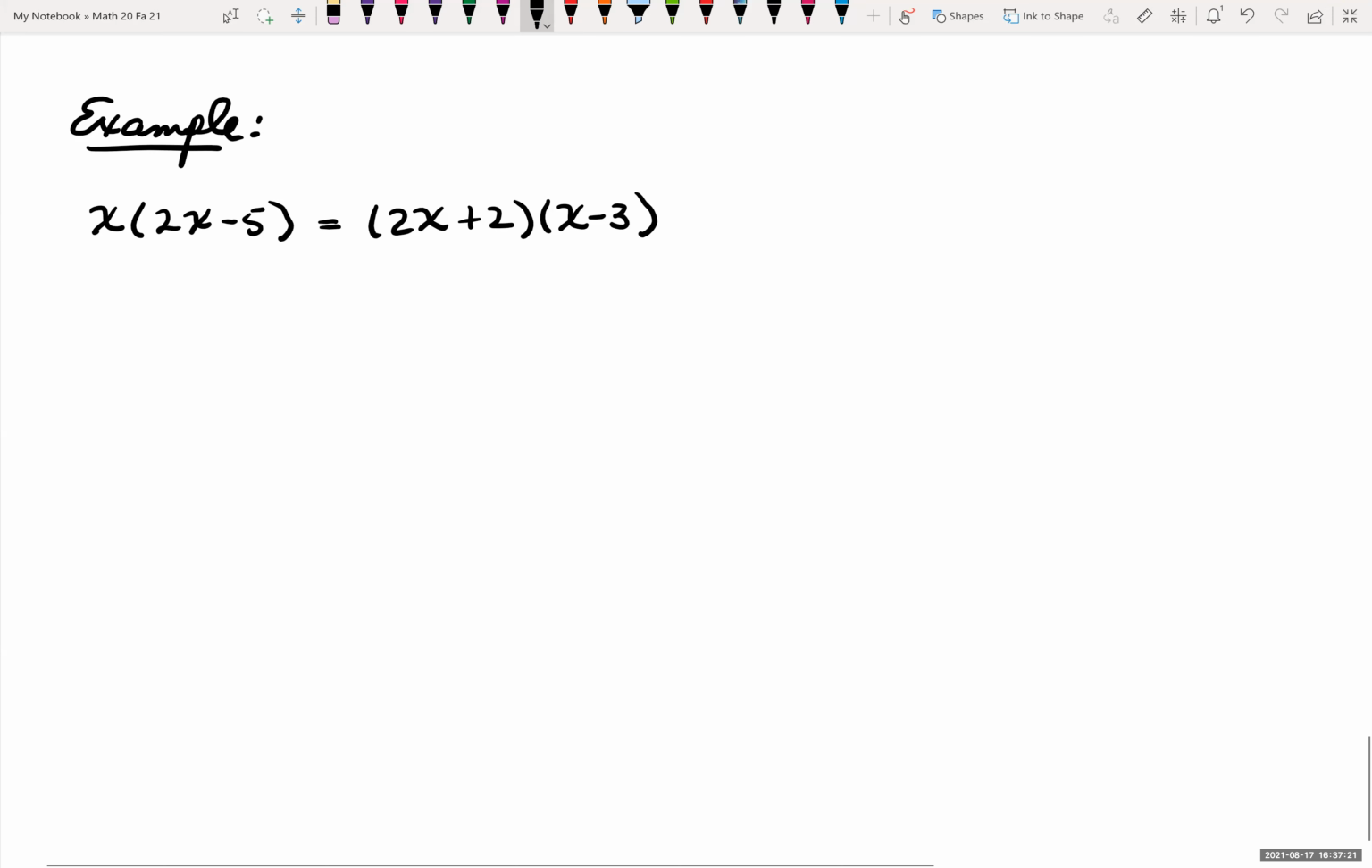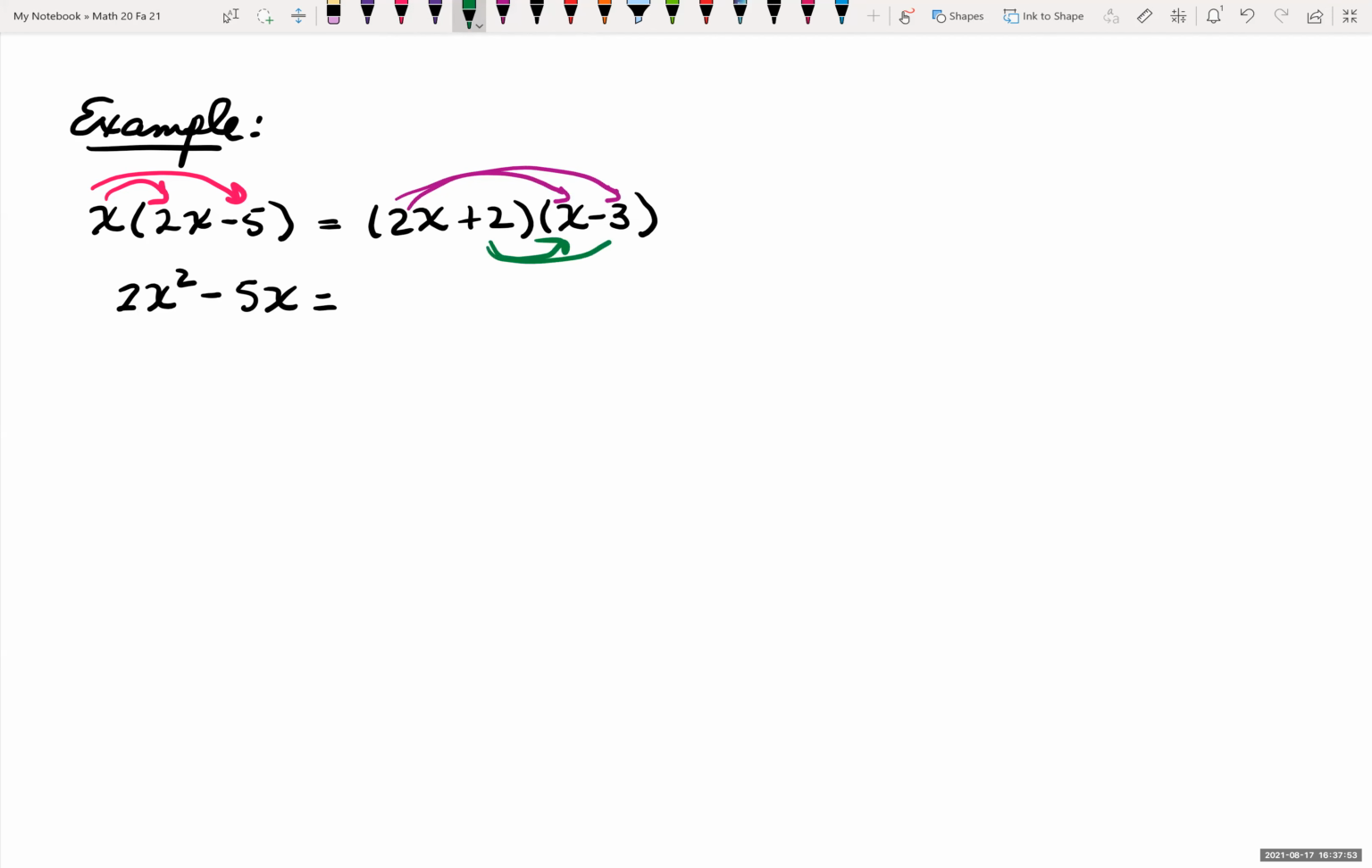So x times that quantity 2x minus 5. Distributing that, we would get back 2x times x is 2x squared minus x times 5, so 5x, is equal to, because we have a binomial times a binomial. Binomial means 2 terms. So 2 terms times 2 terms. And so we want to distribute here. So 2x needs to be distributed to each term in the first parentheses. And then our positive 2 needs to be distributed to both terms in the second parentheses.